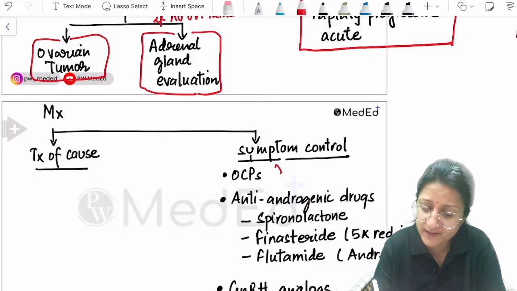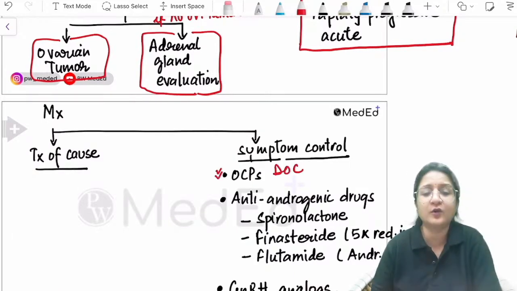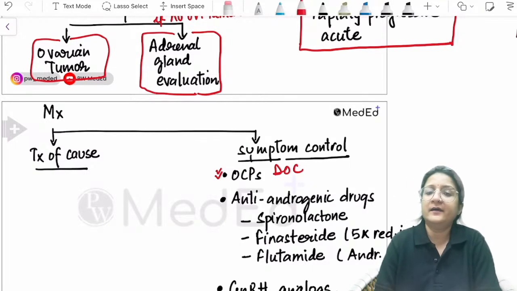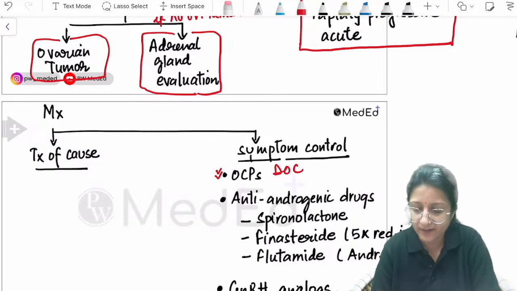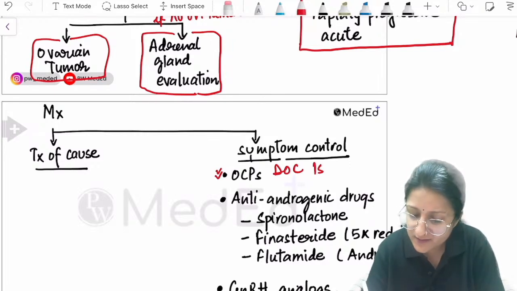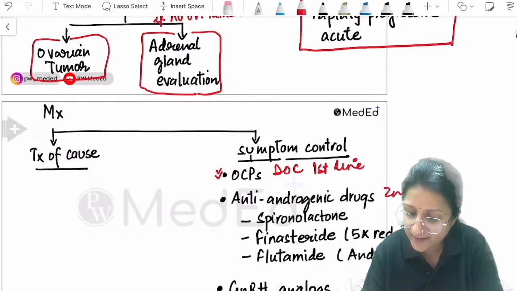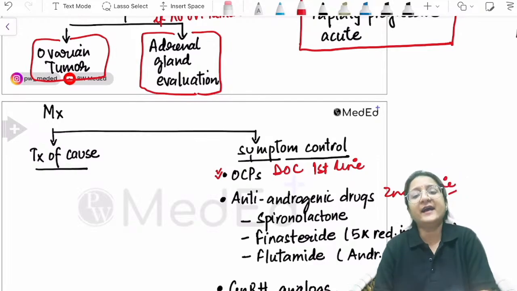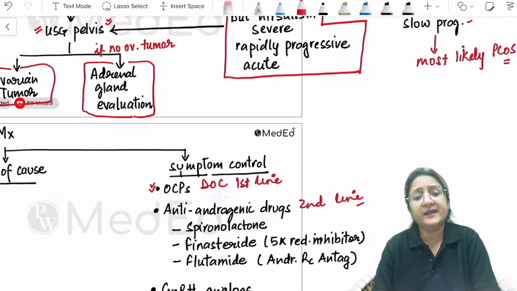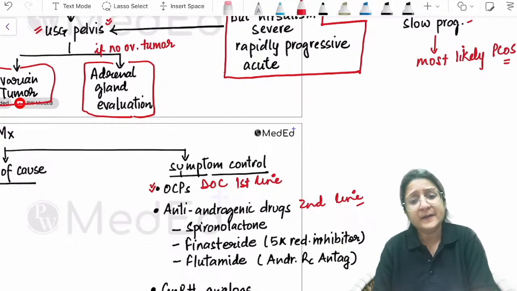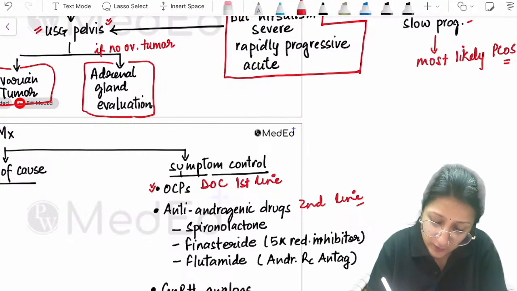So the drug of choice is going to begin with oral contraceptive pills. They are much safer, and for mild hirsutism cases, they work very well. These are the first line drugs. Then we can have second line drugs like anti-androgenic drugs like spironolactone, finasteride, flutamide, right? Now these are all anti-androgenic drugs.